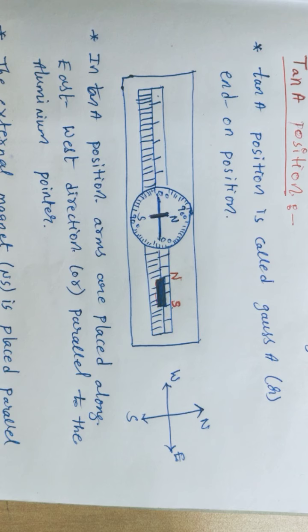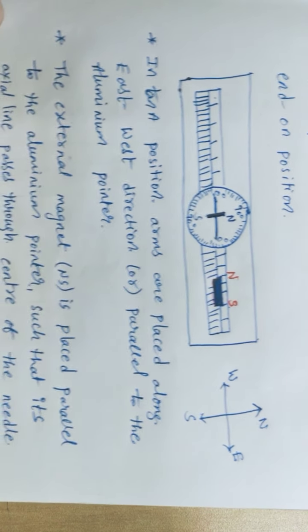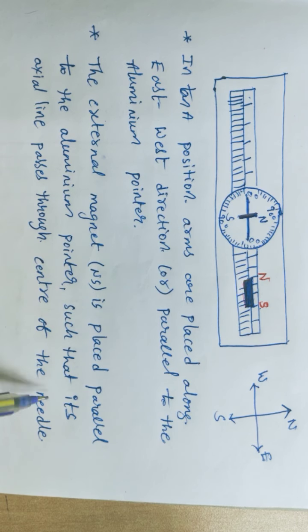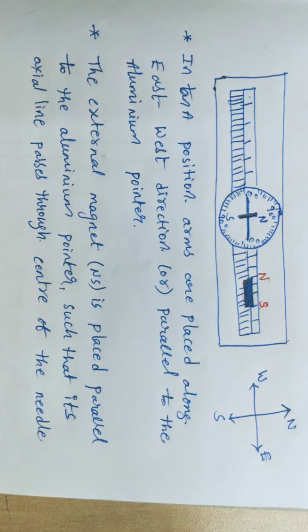Is it clear, students? I am mentioning here, observe carefully, the external magnet NS is placed parallel to the aluminum pointer such that its axial line passes through the center of the needle. This is just by observing the diagram only. Is it clear to all of you?